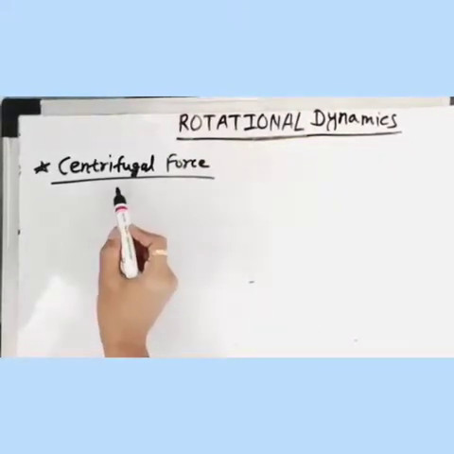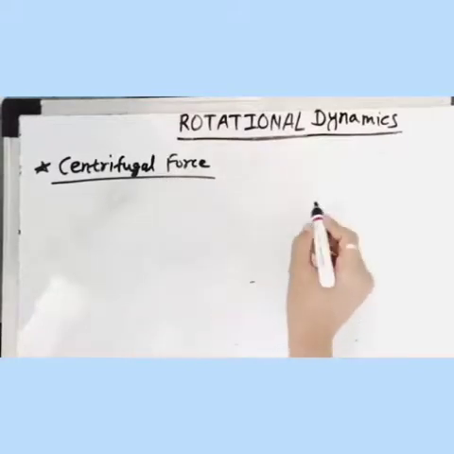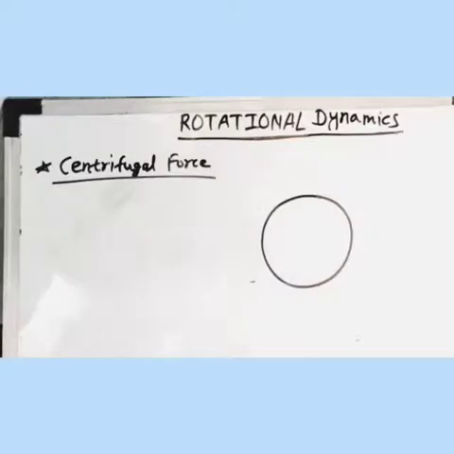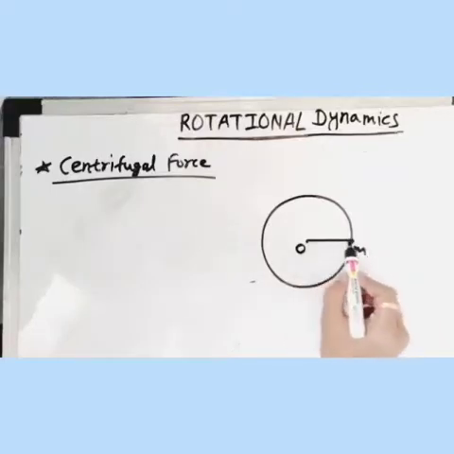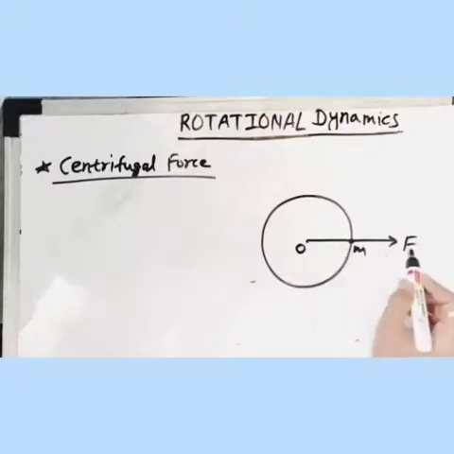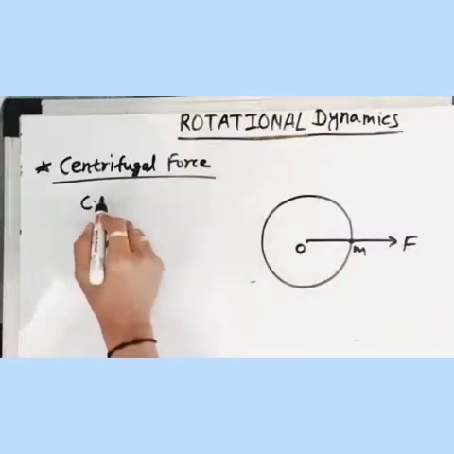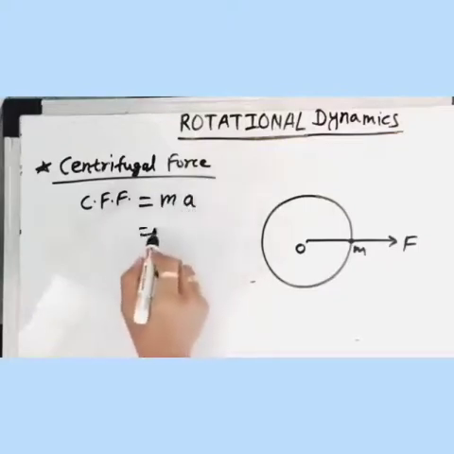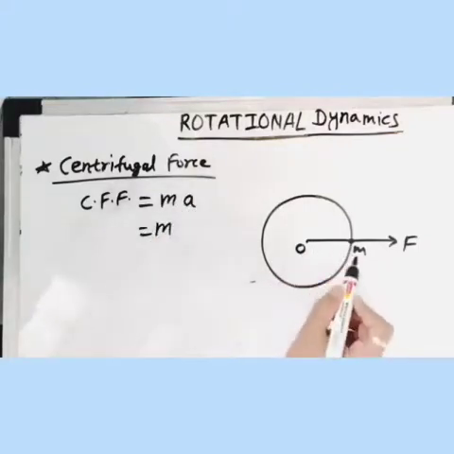Now to understand centrifugal force, again we need to take the same example. Consider the particle performing circular motion along the circumference of a circle with its center at point O, and this is the particle. Now this particle of mass m is going to experience a force, but this force is going to be outward, that is along the radius but away from the center of the circle. This is called centrifugal force. So centrifugal force is equal to the same mass into acceleration. Here m is the mass and acceleration is again the radial acceleration.